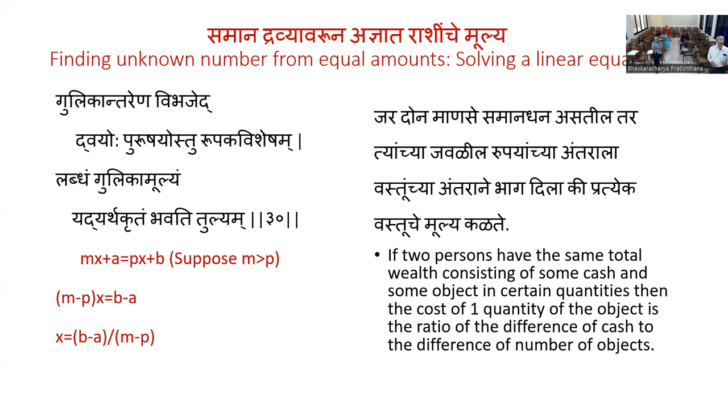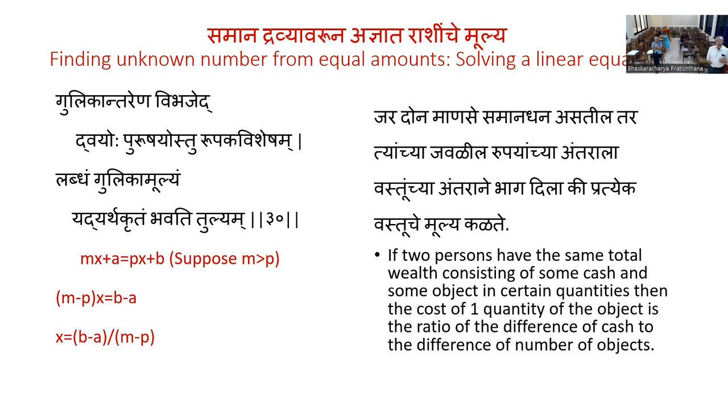But the wealth is in terms of two things. They have some gulika, some object, and it has some quantity, like 5 apples somebody has and somebody else has 7 apples. So gulika antarena, so 5 apples, 7 apples. So subtract 7 minus 5 is 2. So gulika antara means difference.